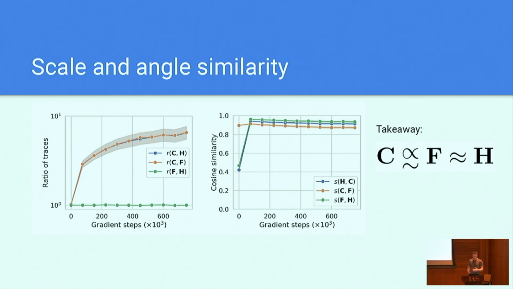As you can see on the first plot, the Hessian and the Fisher, in green, have basically the same scale. However, the covariance, C, is much bigger than both of these matrices. On the second plot, you can see that the Fisher and the covariance are always extremely well aligned, and very fast in the training, the Hessian becomes aligned with everything. So what happens is that all these matrices point in the same direction in space. It's a very high dimensional space, so these similarities are really high, but the covariance is much bigger than these two matrices.